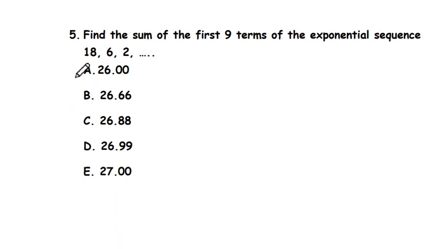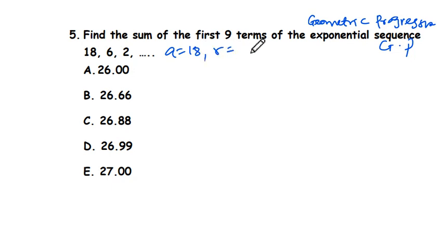And number 5. Find the sum of the first 9 terms of the exponential sequence. Exponential sequence is the same as geometric progression, GP. Now we need to know the first term. The first term is 18. Our common ratio is the second term divided by the first term, or the third term divided by the second term. Our common ratio here is 6 divided by 18. That's 1 over 3.